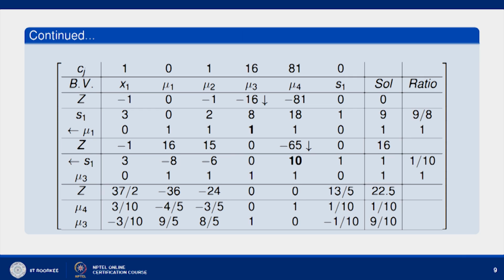So, 1 by 2 is the minimum, so S1 will leave, not mu 1, and mu 1 and mu 4 are not adjacent. So, this can't enter. Now, if you enter mu 3, by minimum ratio it is 9 by 8 and 1 by 1, that is 1. So, the minimum is here. So, this will leave, and now it can enter because mu 1 is leaving. So, now mu 3 can enter, okay.